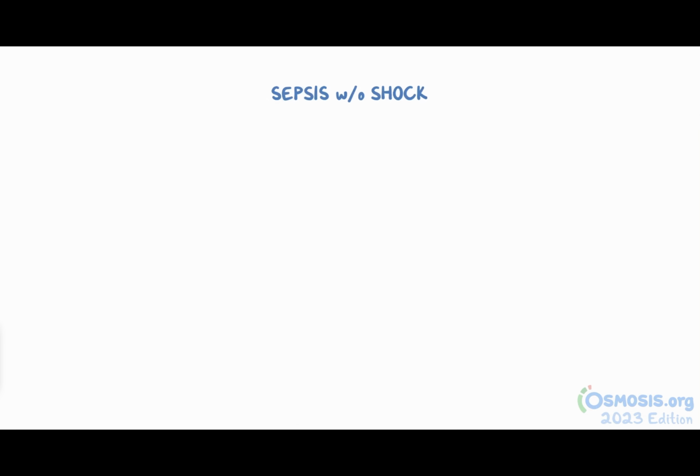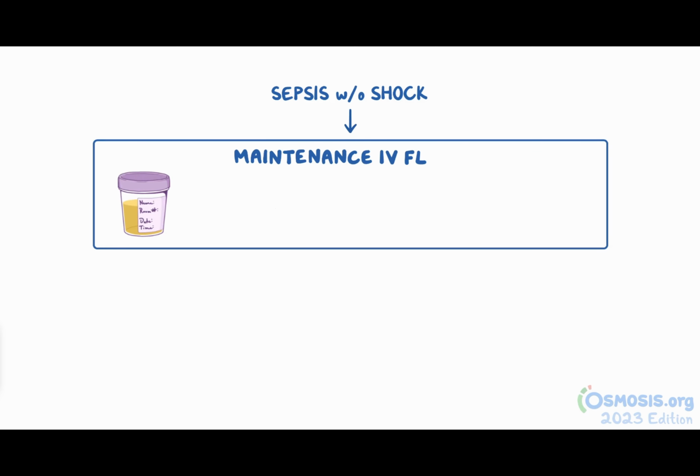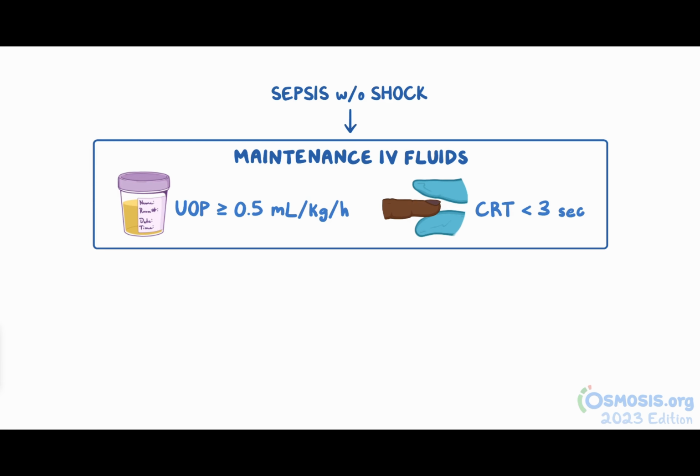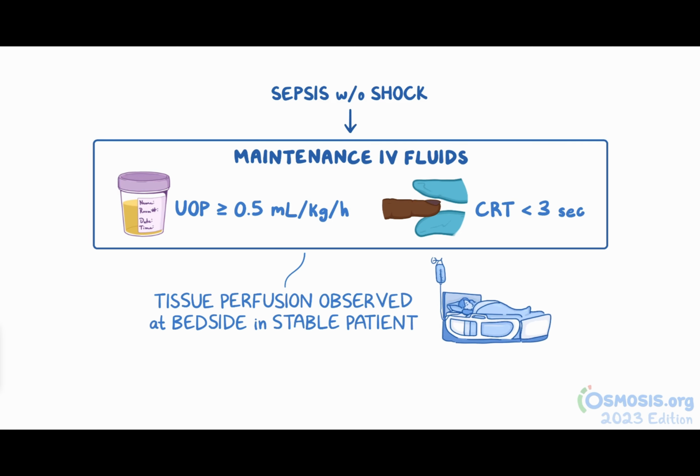All right, let's take a look at sepsis without shock. These patients can be continued on maintenance IV fluids. The rate of IV fluid infusion should be adequate to maintain a urine output of 0.5 milliliters per kilogram per hour or more, and a capillary refill time, CRT, of less than 3 seconds, as these are reliable indicators of tissue perfusion that can be observed at the bedside in a stable patient.